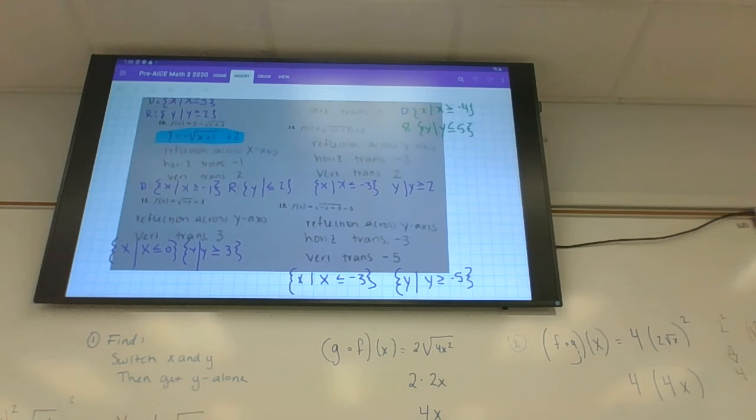I didn't get it. When it's outside, it's something at the x. When it's inside, it's something at the y.